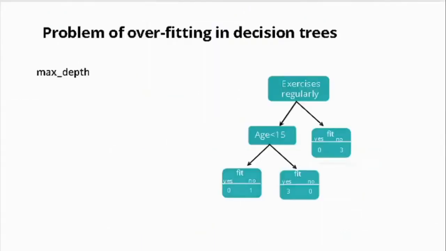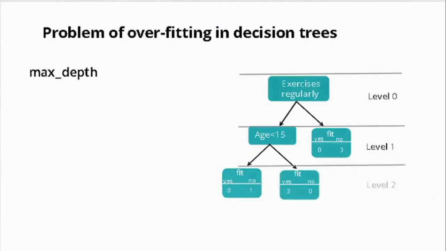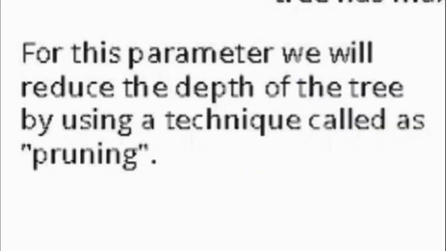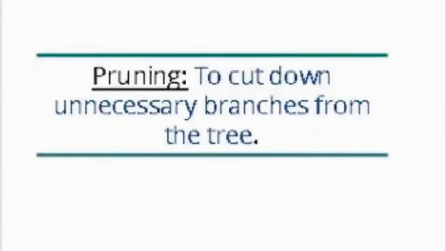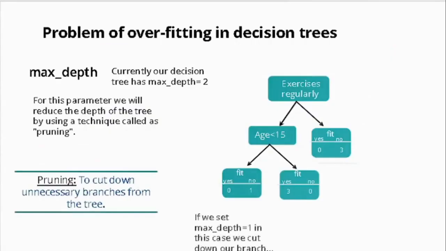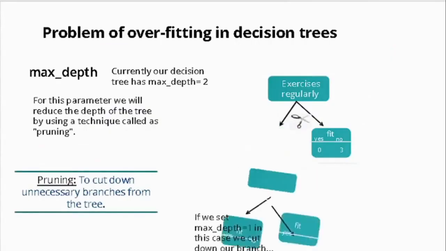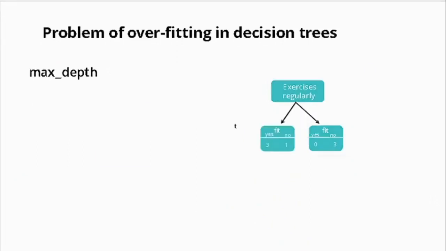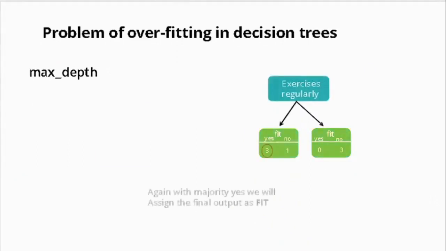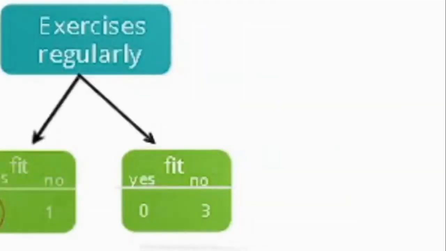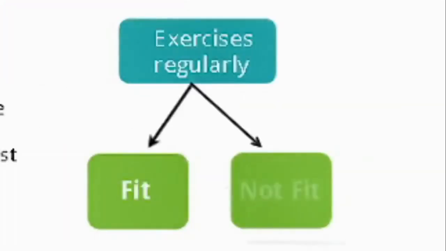Now taking our second parameter, that is maximum depth. Let's look at the levels of our decision tree. This is level 0, this is level 1, and this is level 2. So currently our decision tree has a maximum depth of 2. For this parameter, we need to reduce the depth of the tree by using a technique called pruning. Pruning by definition means to cut down unnecessary branches from the tree. We set max_depth equal to 1. In this case, we cut down our branch and our decision tree would look like this. Again, with majority yes, we will assign the final output value as fit. Since all the people who don't exercise regularly are not fit, we will assign them not fit.